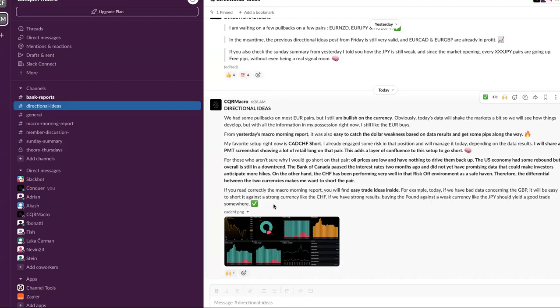So what we're trying to do is constantly tell people to keep up with the current fundamental drivers and then pair a weaker currency against a stronger one, or a stronger currency against a weaker one. At the end of the day, this is how you bring fundamentals and macroeconomics into your trading to make better informed trading decisions.